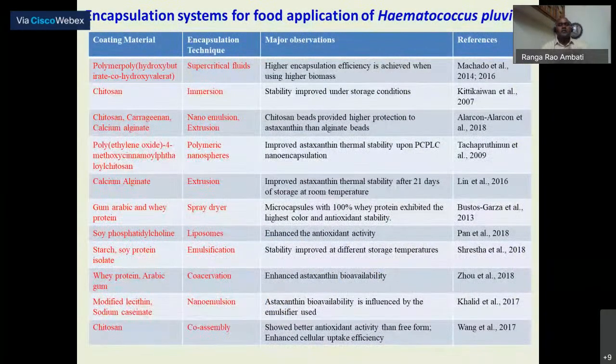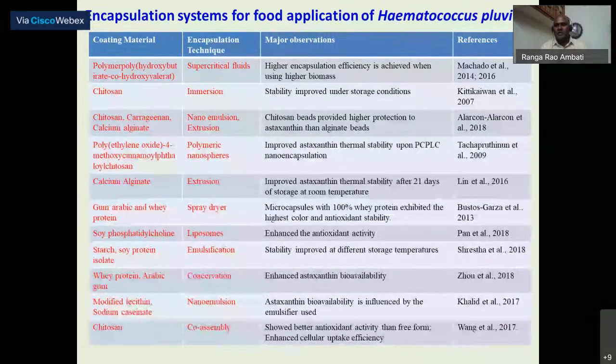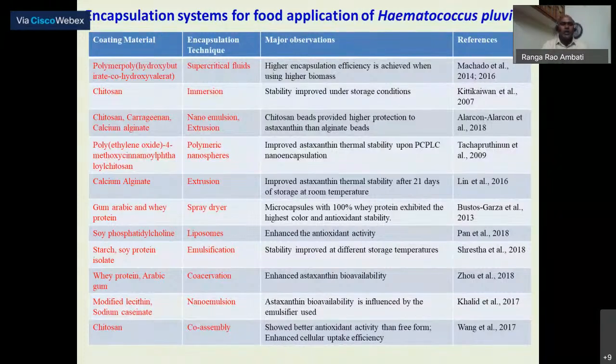People use Haematococcus culture or astaxanthin extracted from it in various food applications using the encapsulation process. Look into this table: there are different coating materials, such as chitosan, polymers, hydroxypropyl, carrageenan, and calcium alginate. There are different materials and polymers used with this encapsulation process. Then look at the second column, encapsulation technology. They use different technologies, such as supercritical fluid, extrusion, polymeric nanospheres, and liposomes. These are the reported encapsulation technologies using astaxanthin.